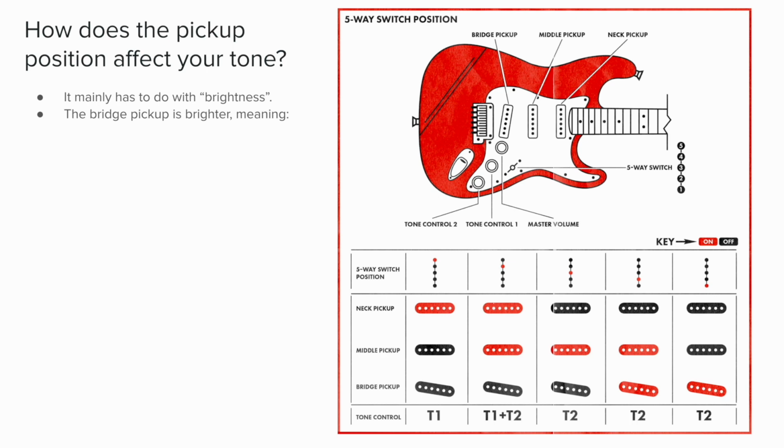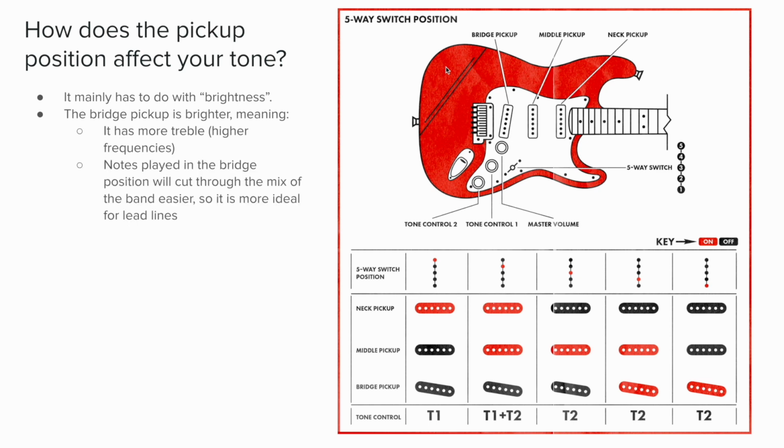The bridge pickup is brighter, so when we say bridge, we're talking about this pickup, the one closest to where the strings end on your guitar right there. That's the bridge. That means it has more treble, which means higher frequencies, and so notes played while you're in the bridge position will cut through the mix of the band easier, so it's more ideal for lead lines, so it'll stick out more compared to the rest of the band.